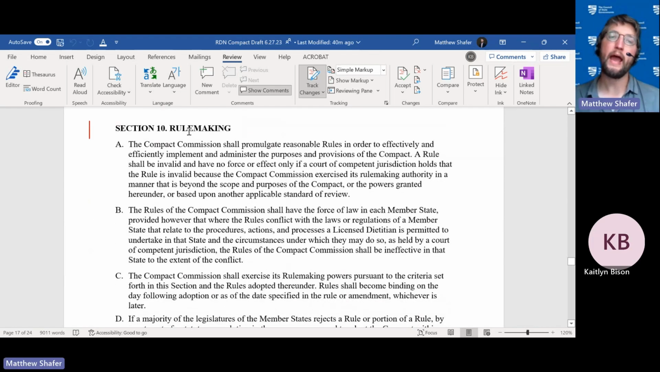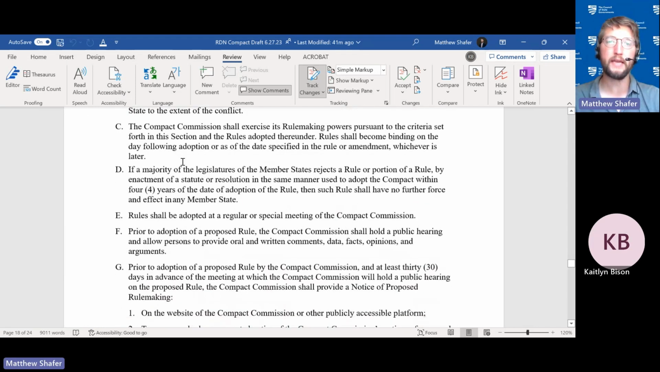Section 10, so the commission has rulemaking powers. The compact statute itself that we're reviewing right now is just meant to be a broad framework. A lot of the nuts and bolts of the compact will be done by commission rulemaking. And so rulemaking is an important component of the commission to be able to respond in a flexible manner to things that arise around the administration of this compact. So they really flesh out a lot of the details that we leave more broadly stated in this compact language itself. So this just talks about the rulemaking process.